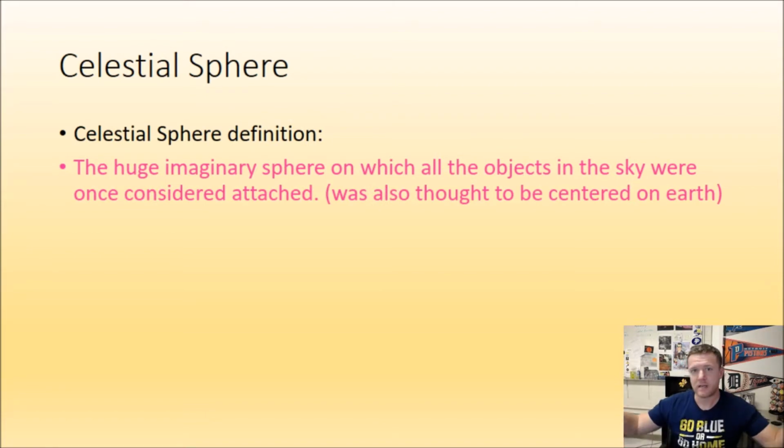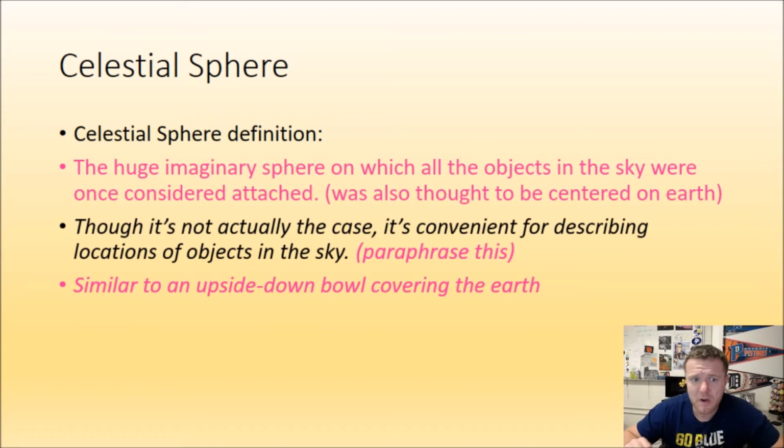Basically, it's a huge, giant, imaginary sphere that, when you're looking out into space, looks as though all of the stars, and planets, and everything in the sky is on the inside of almost like a giant bowl that's covering up the Earth. We used to think that the Earth was the center of the universe, and so the stars and the planets and everything else were moving around planet Earth on the inside of this giant sphere. We don't think that anymore, but it's very convenient when you're trying to tell people where to look.